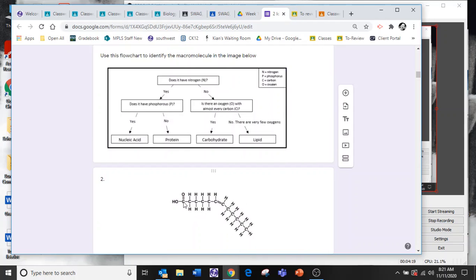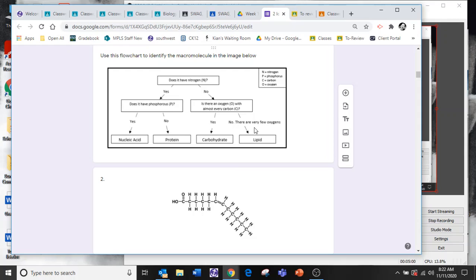Okay, so the next macromolecule, we're going to look at this one. Here there are no bends between, so the C's are actually just showing up. Okay, now let's see, does it have a nitrogen? Do you see an N in there? I do not. So no, it does not have an N. Is there an oxygen with almost every carbon? Well, here's a carbon. It has oxygen attached, but does this one? No, no, no. Okay, so no, there are very few oxygens in there.